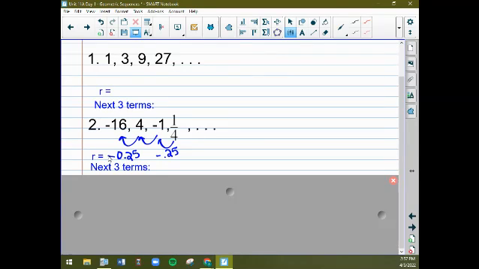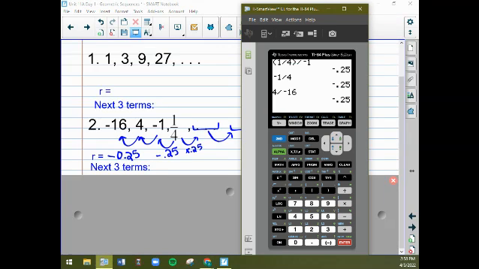Okay, so in order to get the next 3 terms, in order to go forward, I'm going to multiply by -0.25, right, to get the next term. And then I multiply again to get the next term, and I multiply again to get the next term. So we're going to start with 1/4, and we're going to multiply it by -0.25, okay? And it gives that decimal.